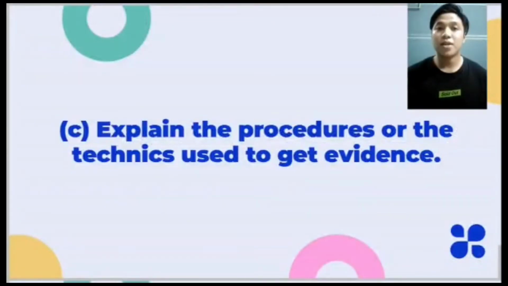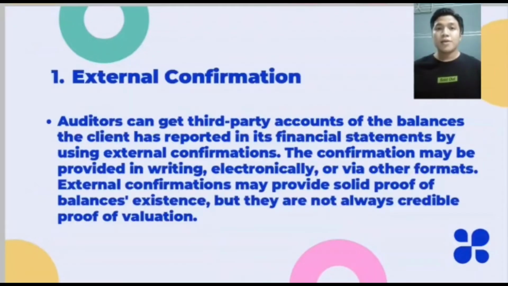Okay, now I will explain about my part, which is question C, which is explain the procedures or the technique used to get evidence. Okay, the first one is external confirmation, which is auditors can get third-party accounts of the balances the client has reported in its financial statements by using external confirmations. The confirmation may be provided in writing, electronically, or via other formats. External confirmations may provide solid proof of balances' existence, but they are not always credible proof of valuation.